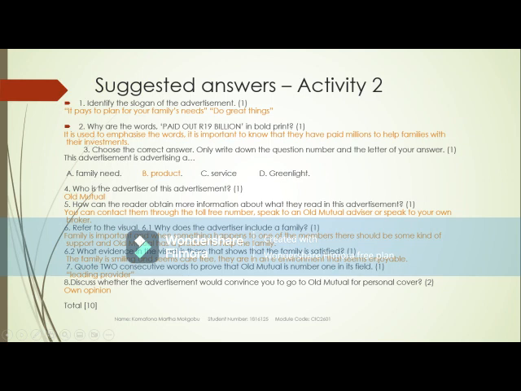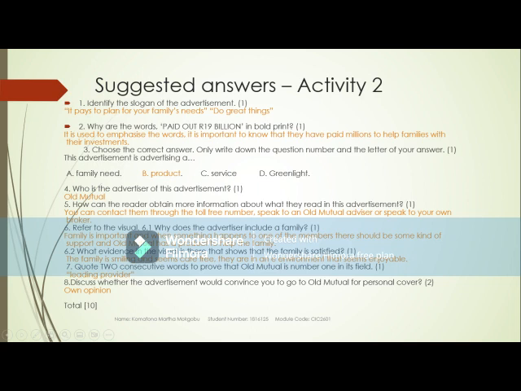So now we're going to go to the answers as always. Number 1, the question was, identify the slogan of the advertisement. The answer is, it pays to plan for your family's needs. Do great things. So there are 2 parts to the answer. Number 1, it pays to plan for your family's needs. Do great things.